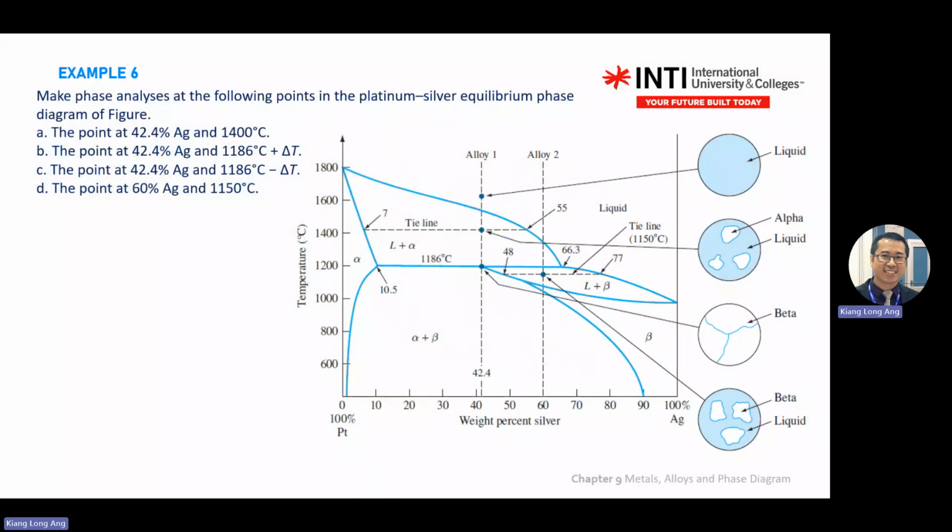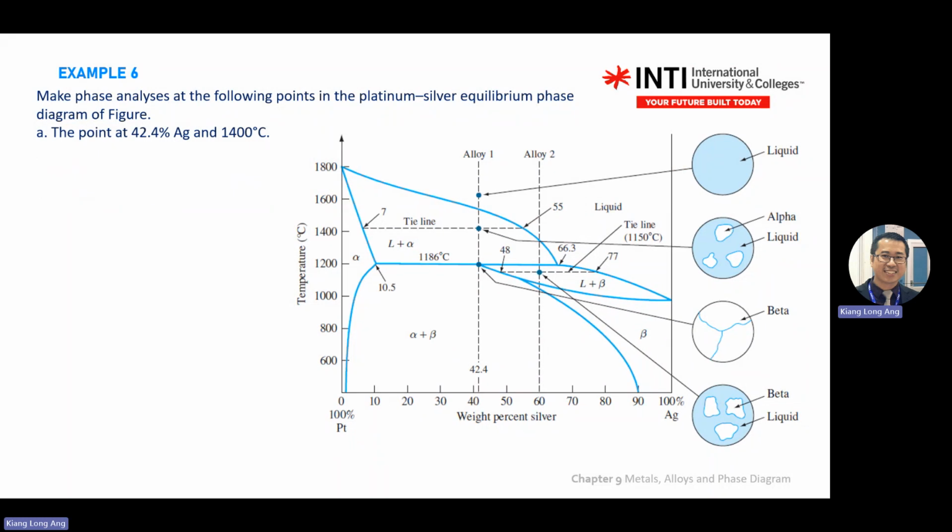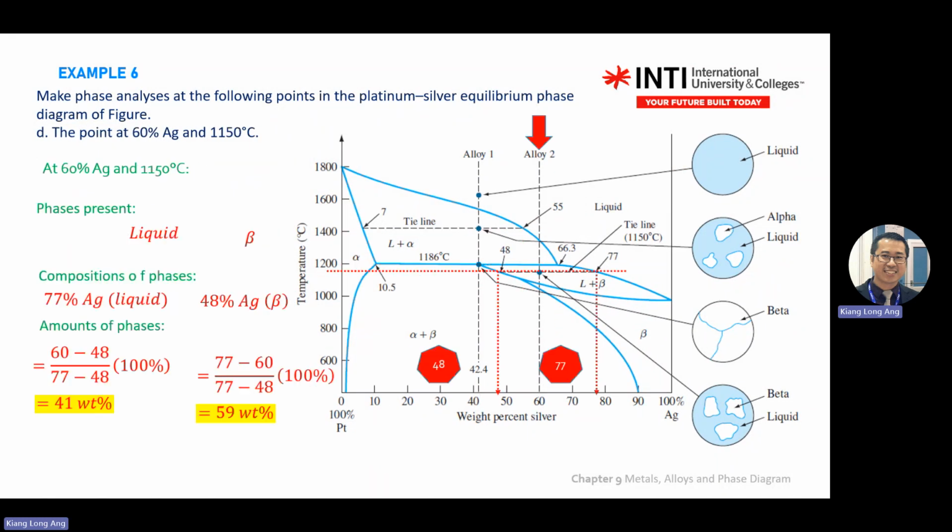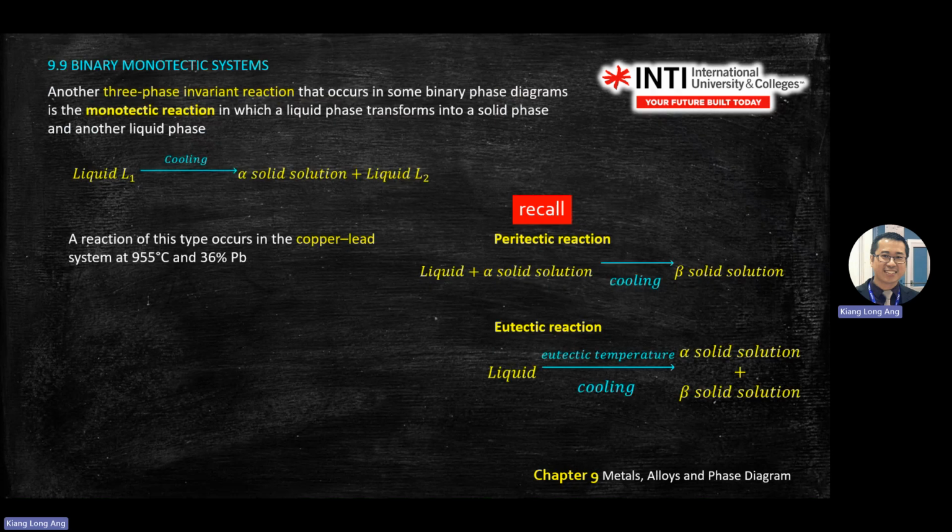Okay. Then example 6, we'll look at this one also, homework. Go and read. Okay, example 6. Okay, we will continue monotectic next lecture. Okay, we stop here.